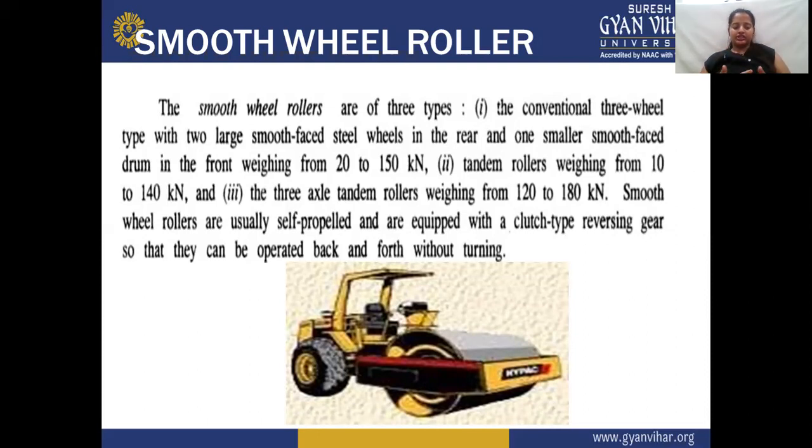You can see that as per the need, we're designing structures with high load carrying capacity, or highways or roadways with heavy traffic. Gradually the weight of the rolling equipment, smooth wheel rollers, can increase so that high compaction can be achieved. Smooth wheel rollers are usually self propelled and are equipped with clutch type reversing gear so that they can be operated back and forth without turning. This has the advantage that it does not require turning of the whole equipment. It can be moved forward and backward in the same direction to attain compaction in a certain area.